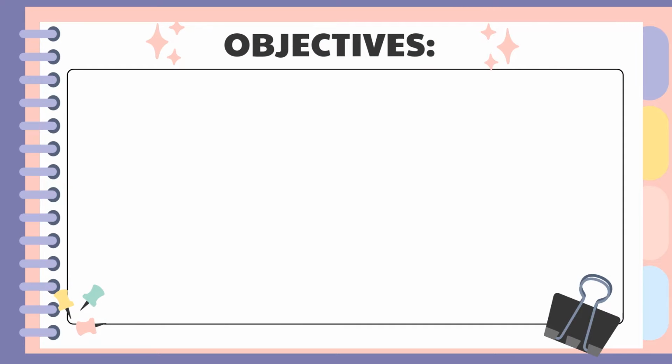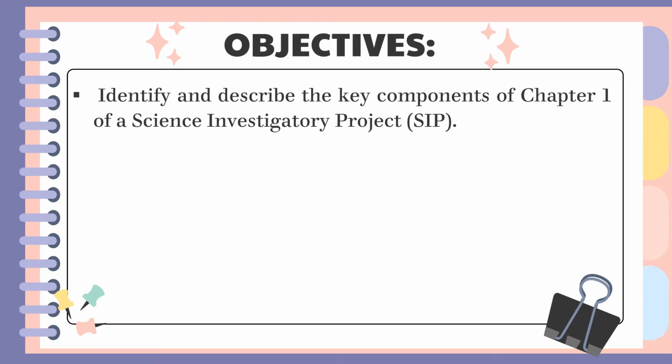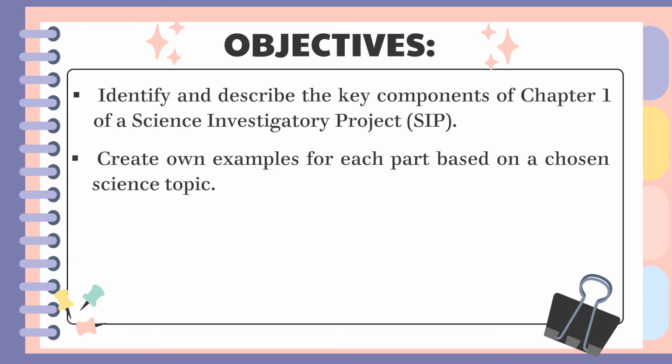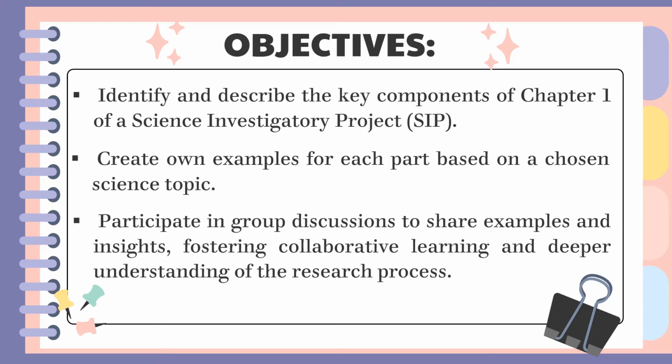At the end of this lesson, you are expected to identify and describe the key components of Chapter 1 of a Science Investigatory Project, SIP. Create your own examples for each part based on a chosen science topic and participate in group discussions to share examples and insights, fostering collaborative learning and deeper understanding of the research process. In this episode, we will break down the different parts of Chapter 1 of your SIP, focusing on why each part is essential for your research.